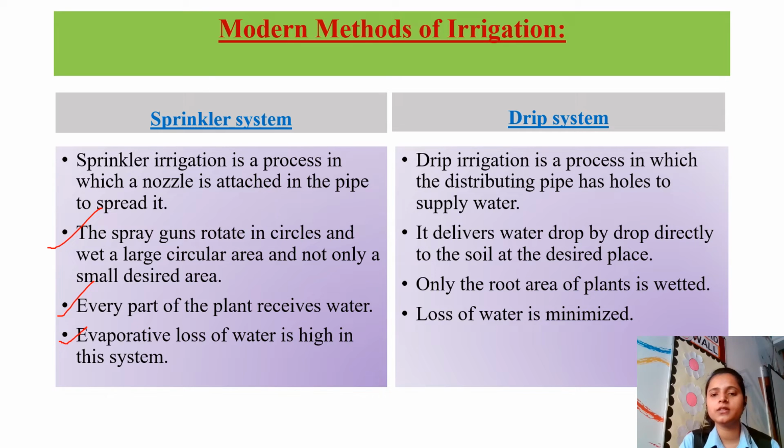Now in the drip system, what happens? Drip irrigation is a process in which the distributing pipe has holes to supply water. It delivers water drop by drop. Remember that. Directly to the soil at the desired place and to the desired plant root. Only the root area of the plant is wetted. Loss of water is minimized. So in this drip system, there is no loss of water. So these are basically the good advantages of this drip system. I hope you have understood.